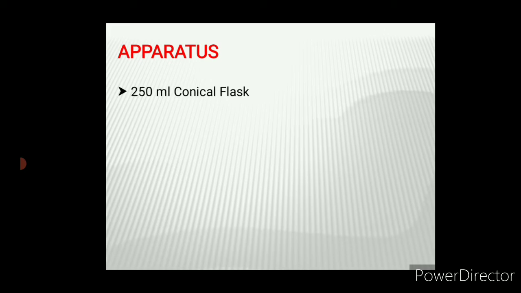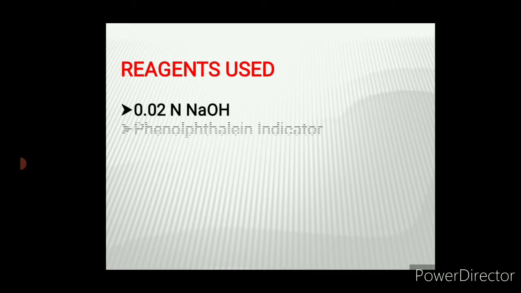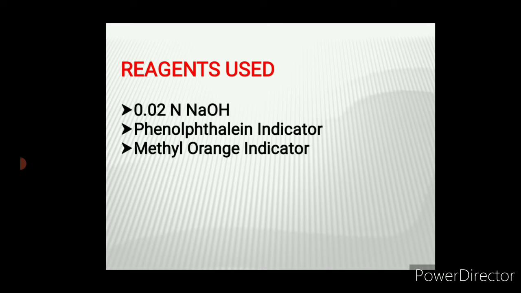Next, let us understand the apparatus. It is the same apparatus as in any titration: a 250 ml conical flask, 50 ml burette, 25 ml pipette and 250 ml beaker. Then the reagents used: 0.02 normal NaOH, sodium hydroxide, which is a strong base. Here, to determine acidity, we must use a base. Then phenolphthalein indicator and methyl orange indicator, 0.1 normal Na2S2O3 sodium thiosulfate, and distilled water.